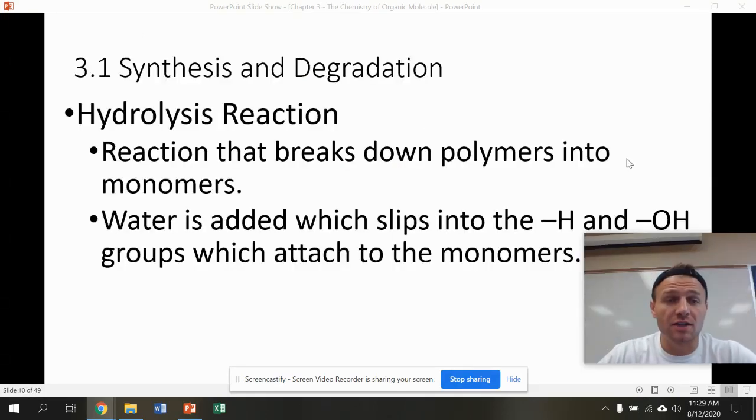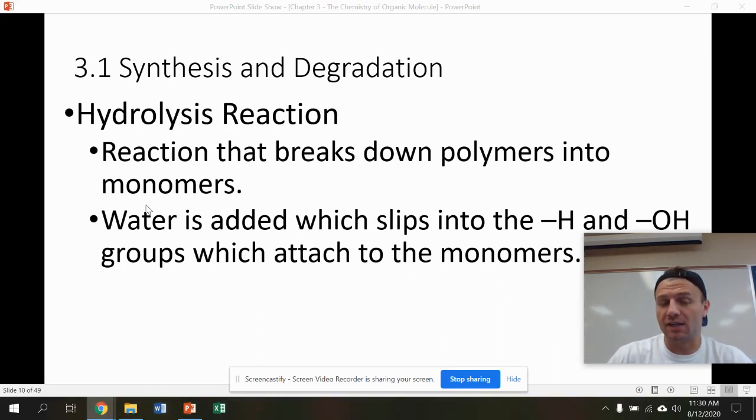Our next reaction is a hydrolysis reaction. Again, break down these words. What does hydro mean? Hydro means water or something pertaining to water. Lysis means to break down. So we're using water to break something down. This reaction breaks down polymers, poly meaning many, into monomers, meaning one. This is just the reverse reaction of dehydration synthesis.